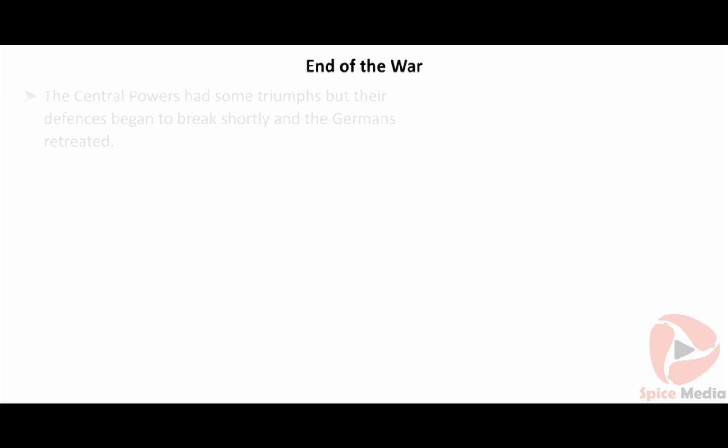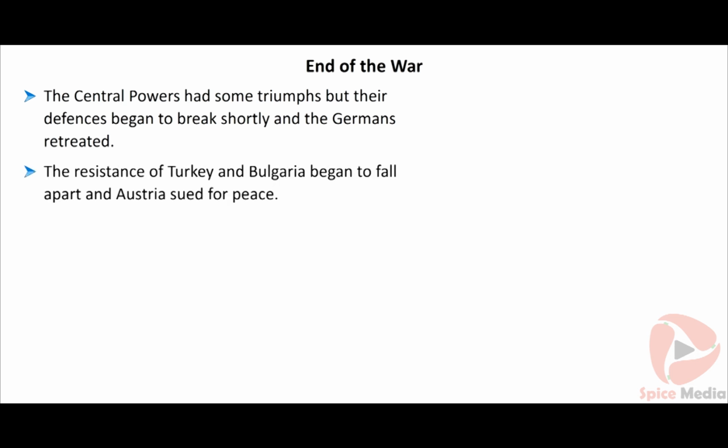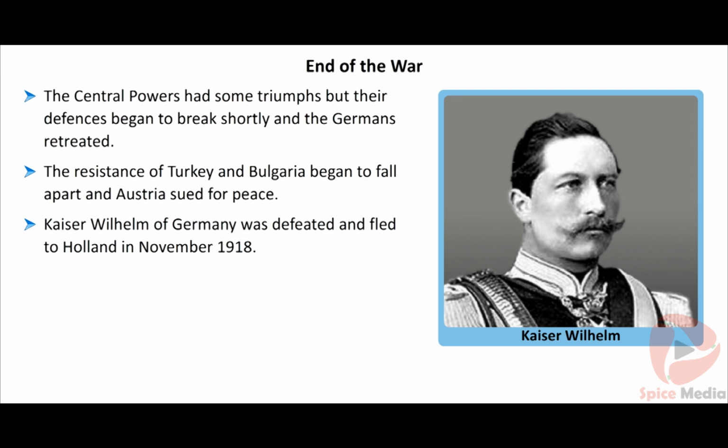End of the war. The Central Powers had some triumphs, but their defenses began to break shortly and the Germans retreated. The resistance of Turkey and Bulgaria began to fall apart and Austria sued for peace. Kaiser Wilhelm of Germany was defeated and fled to Holland in November 1918. On 11th November 1918, Germany sued for peace.